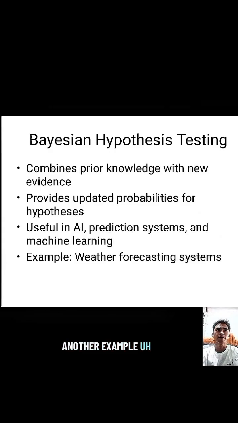Another example, a weather forecast system may use previous weather patterns together with new weather data to predict if it will rain.